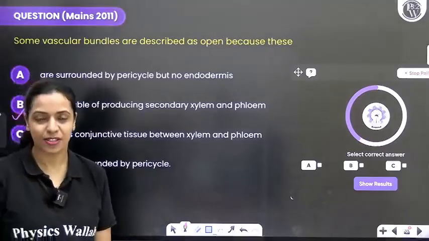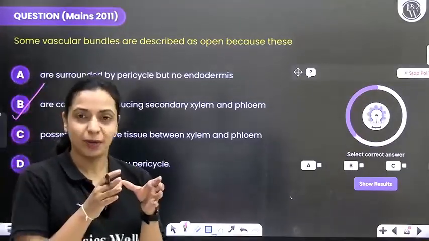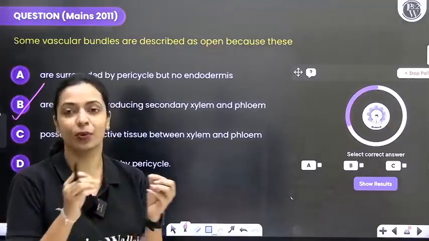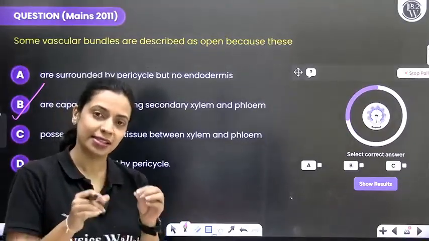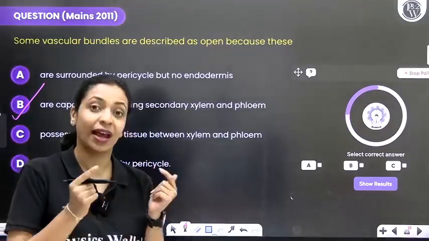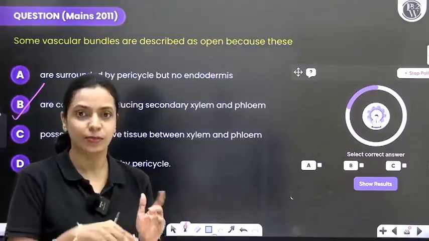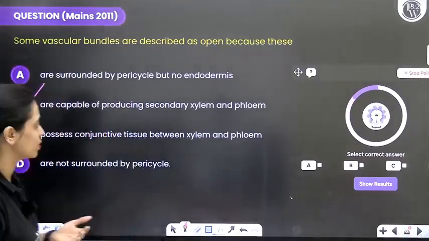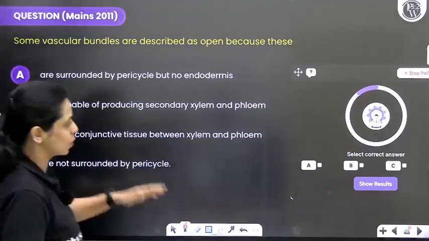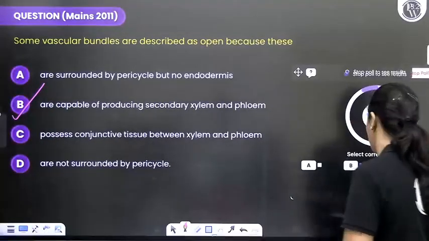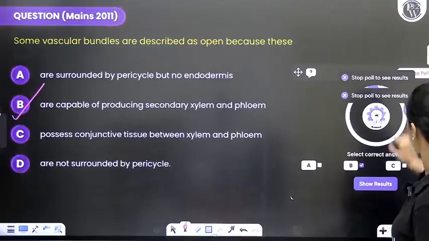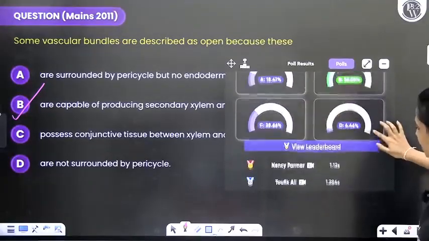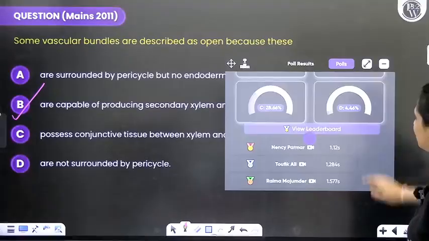What basically happens in secondary growth is you have primary xylem on one side, primary phloem on the other side. In between that you have a strip of cambium. This cambium will undergo division and give rise to new xylem, new phloem that we call secondary xylem and secondary phloem. That happens because of activity of cambium itself. So the correct answer to this question is option B. 52% have answered. Nancy, Taufik, Raima, top 3.